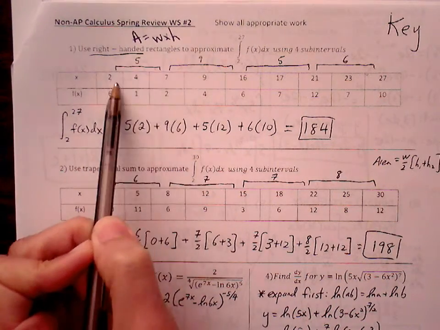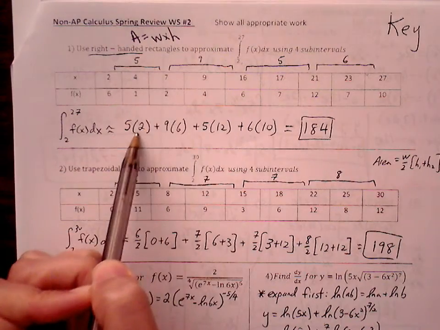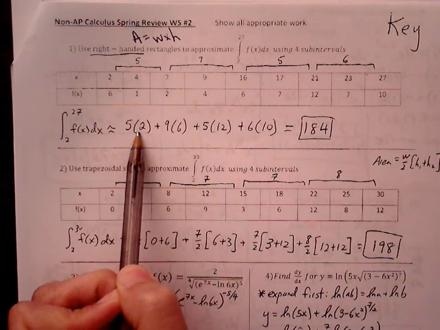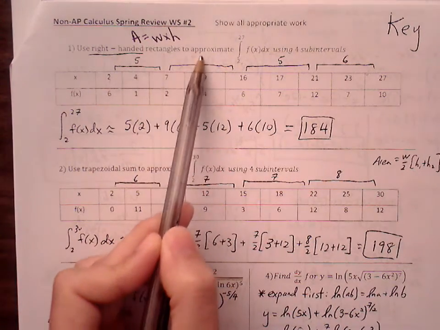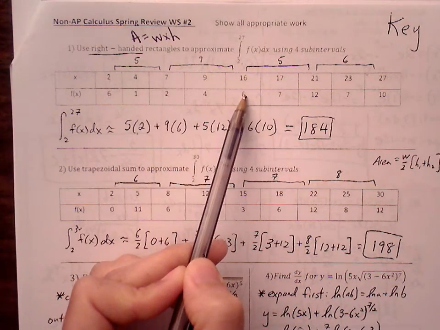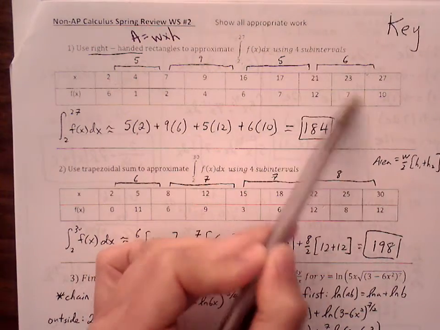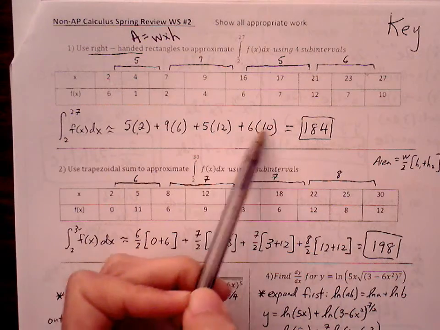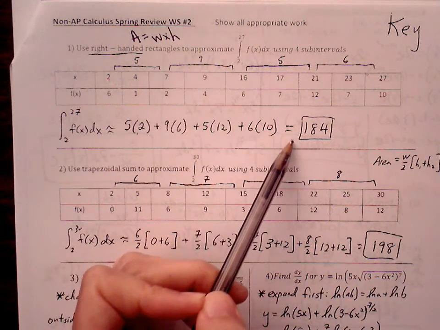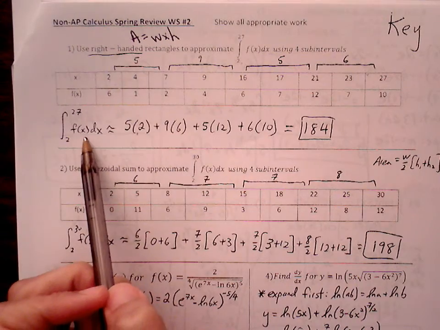So 7 minus 2 is 5. That's a width of 5. Height is going to be 2. So 5 times 2 is the area of the first rectangle. Second rectangle, 16 minus 7, it's 9. That's a width of 9 and a height of 6. 9 times 6, 5 times 12, and then 6 times 10. We add the areas of those rectangles, and this is an approximation of the actual area under the curve between 2 and 27.